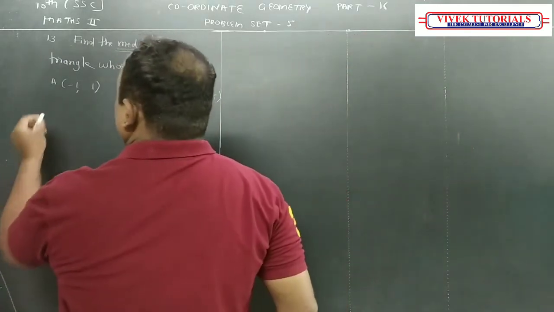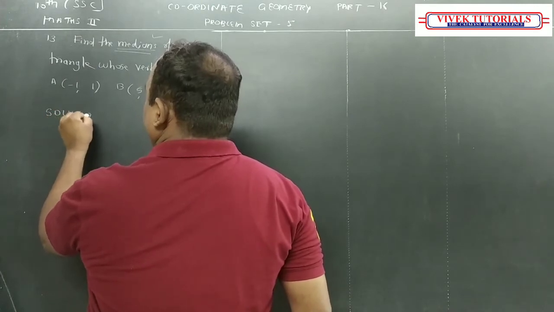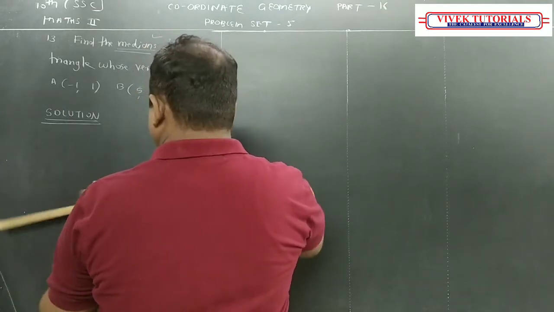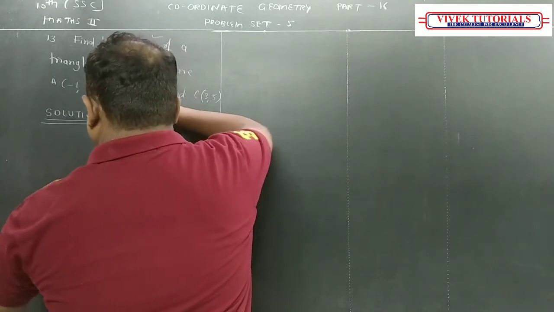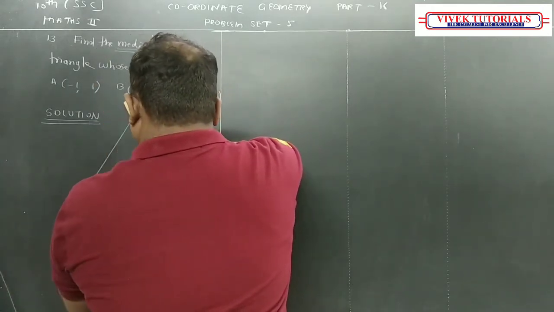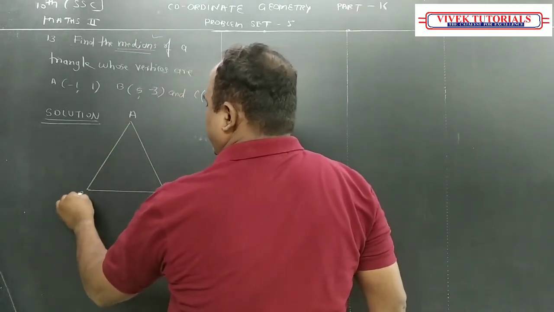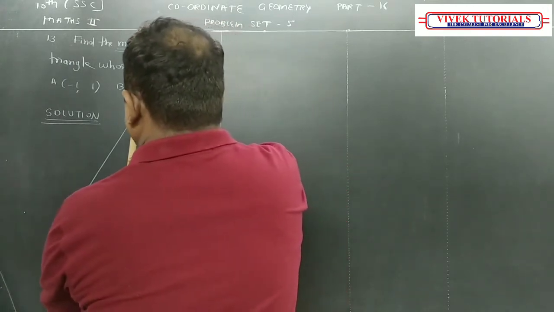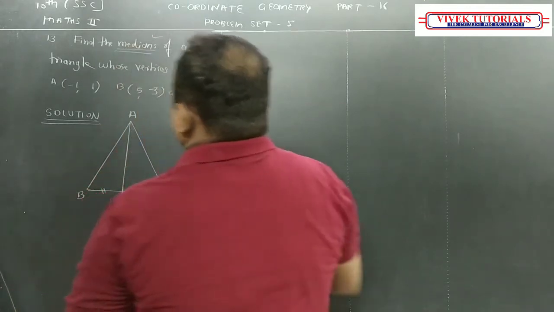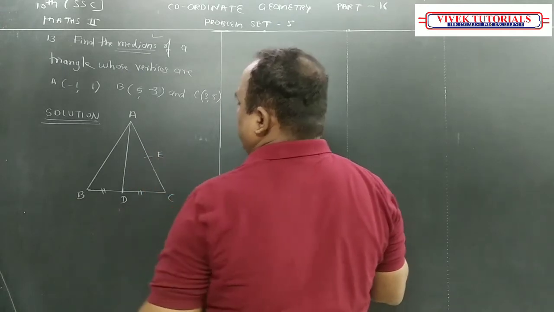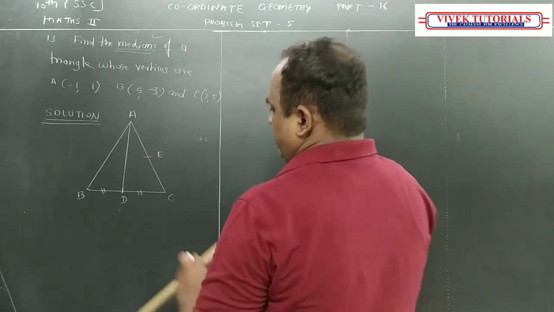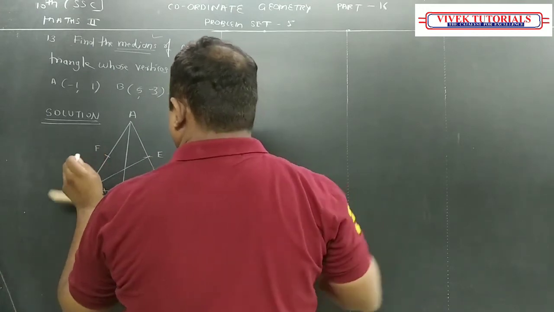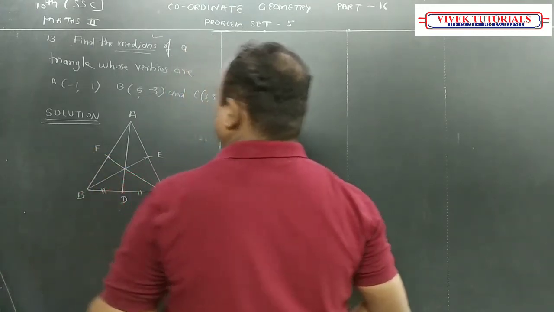So we'll write a solution. In a solution, what we are going to do is draw a triangle, say ABC. D is the midpoint of the opposite side, so ultimately AD becomes a median. Then E is the midpoint of AC, and if I draw this, BE is a median, and F is the midpoint of AB. Then CF is a median.